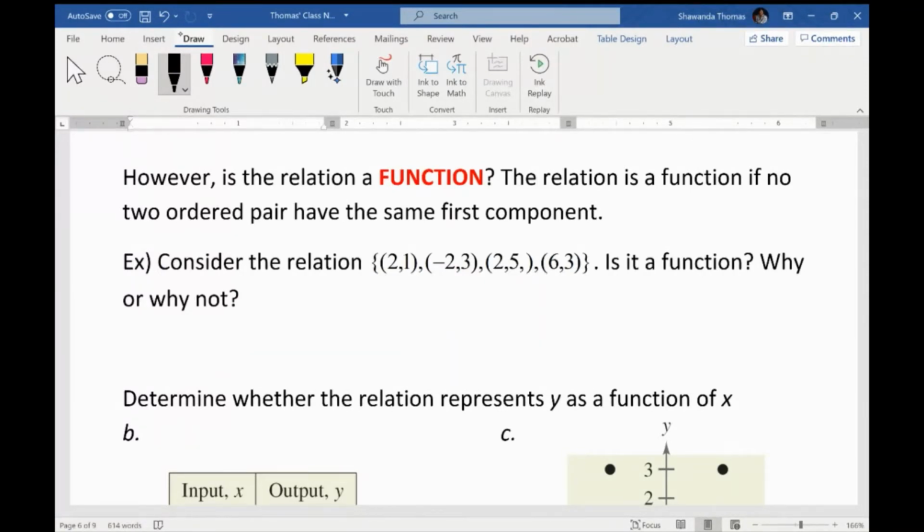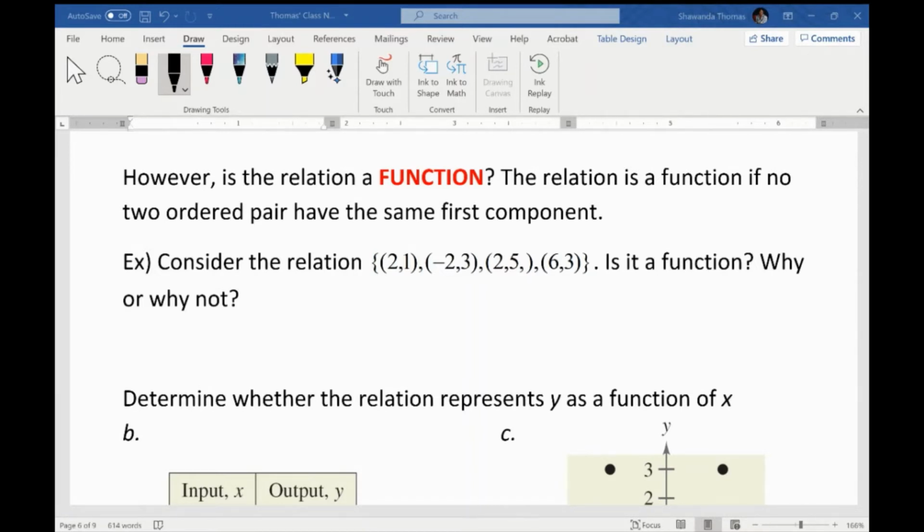Consider the relation (2, 1), (-2, 3), (2, 5), and (6, 3). Do all x values have only one y? No. Uh-oh, baby. Tell me, explain, what do you see? What x value has more than one y? Which x value has more than one y? 2: (2, 1) and (2, 5).